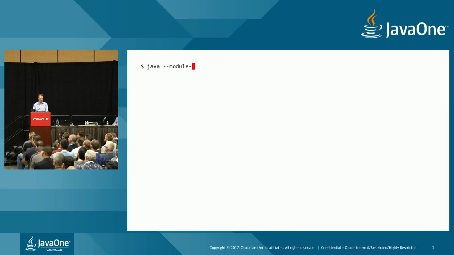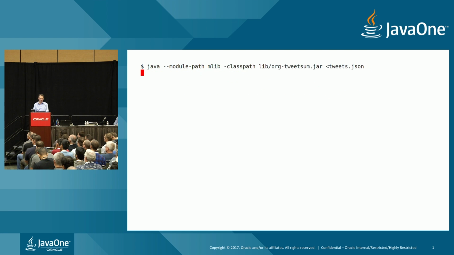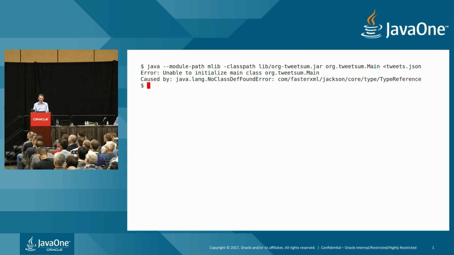So java, module path mlib, where we put the Jackson modules, class path, well, let me just use the TweetSum jar file, tweets.json. There we go. Okay, something went wrong. What went wrong?